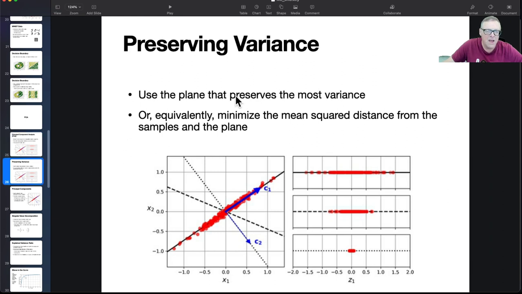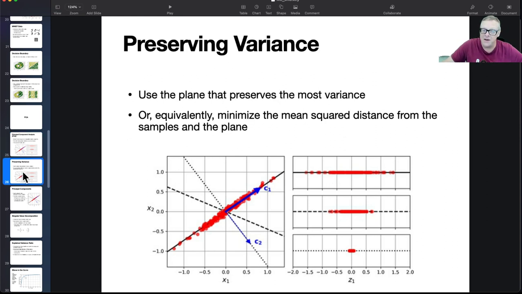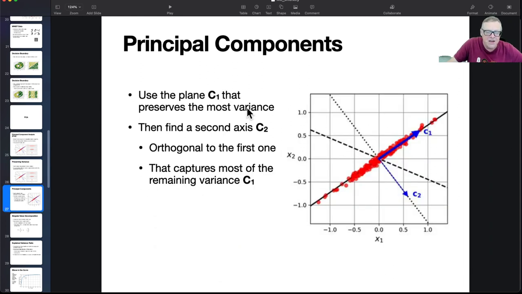So what you do is you can tell which one to use by seeing how much variation you have captured. Here, you have lost most of the variation. Here, you have captured most of the variation. That's why you don't need labels. You simply find the principal component, which is the component that preserves most of the variation in the data. So, equivalently, you minimize the mean squared distance from the samples to the plane. You minimize the off-axis variation, which is the same thing as maximizing the on-axis variation. And that is a simple mathematical problem that does not require labels. So, you use the axis that preserves the most variance for C1, and then you find another axis, C2, which will capture most of the remaining variance, and on you go.